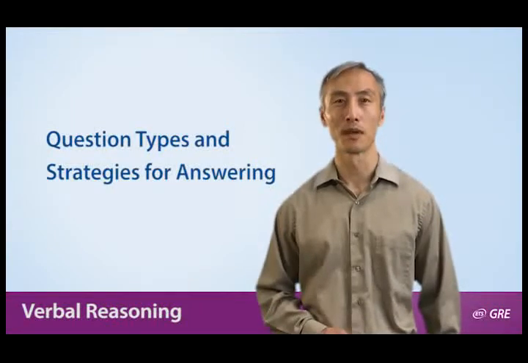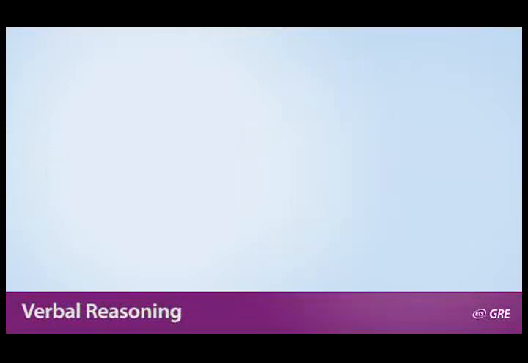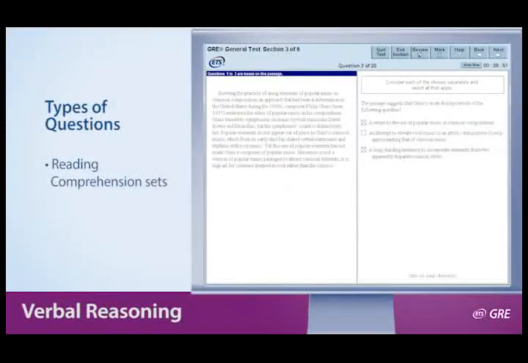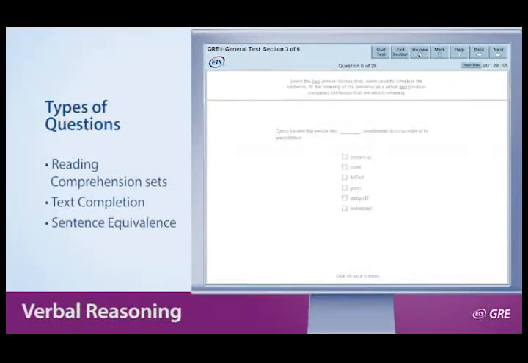To do your best in the verbal reasoning measure, you will need to understand the types of questions you will see and also take note of some strategies to help you answer each type. Verbal reasoning questions fall into 3 general categories: reading comprehension sets, text completion questions, and sentence equivalence questions.